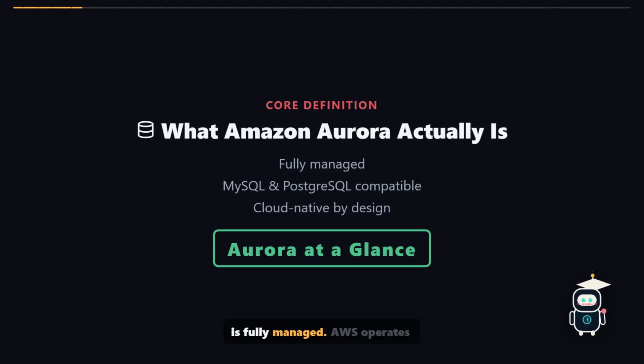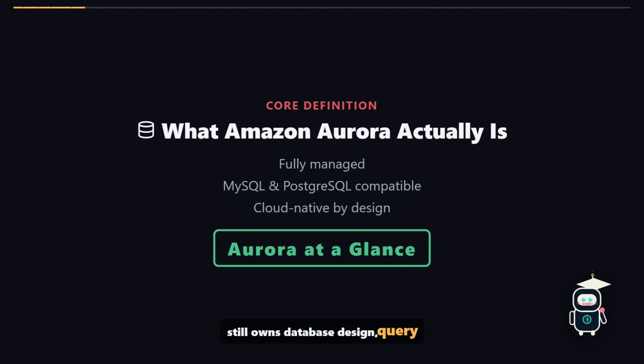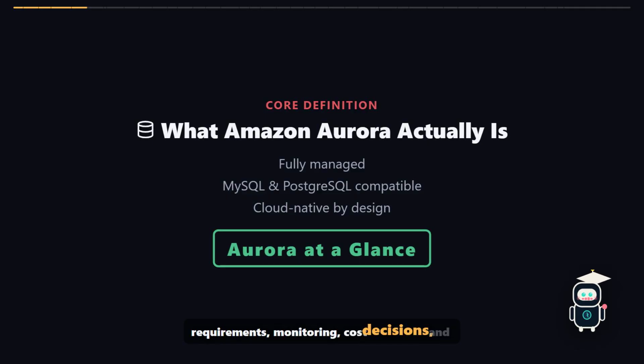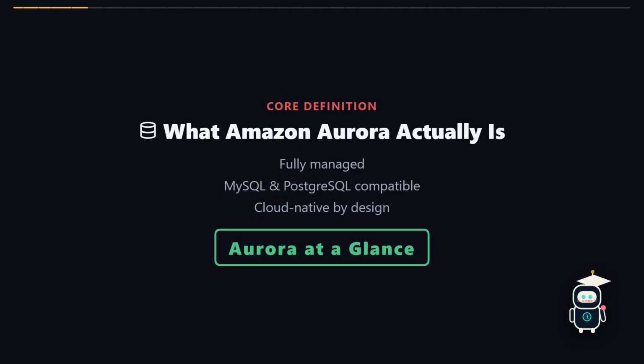Aurora is fully managed. AWS operates much of the underlying database, infrastructure, and platform. Your team still owns database design, query tuning, security configuration, networking, backup requirements, monitoring, cost decisions, and the availability architecture you choose.